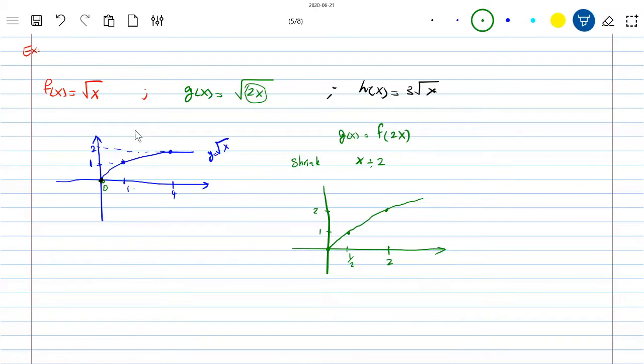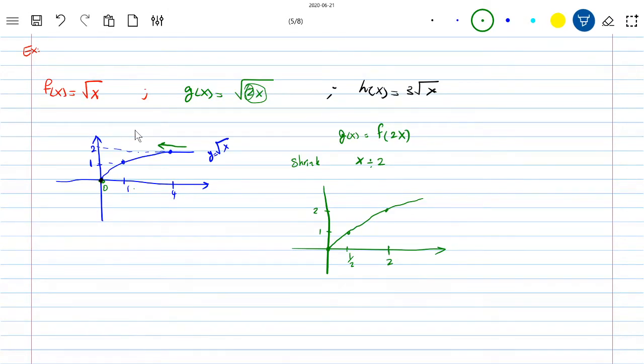So what we did is we shrank the graph in this direction along the x by dividing all the x values. You didn't change any of the y values. You just shrank the graph along the x direction, because the coefficient here was bigger than 1. It was 2, so the graph shrank.